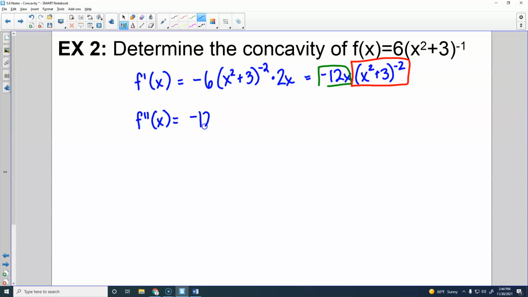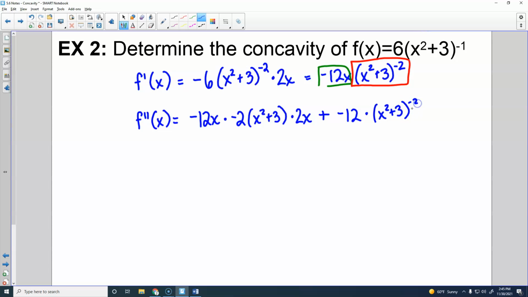Negative 12x, and then since you need the chain rule for the next one, you need a negative 2 out front, and then the parentheses x squared plus 3, and then you have to take the derivative inside, which is 2x. Since it's the product rule, you add. Then you do the derivative of negative 12x, which is just negative 12, plus negative 12, and then you take the regular function, x squared plus 3 raised to negative 12.